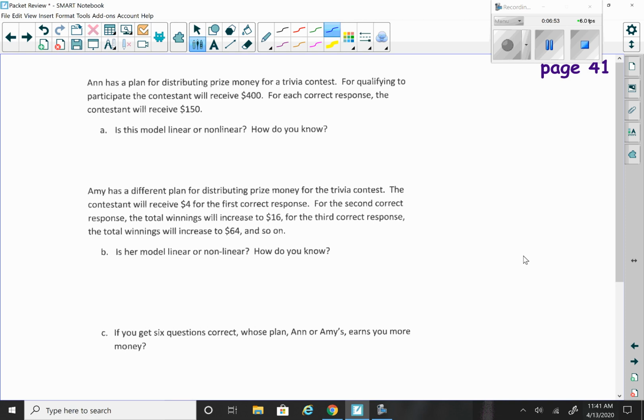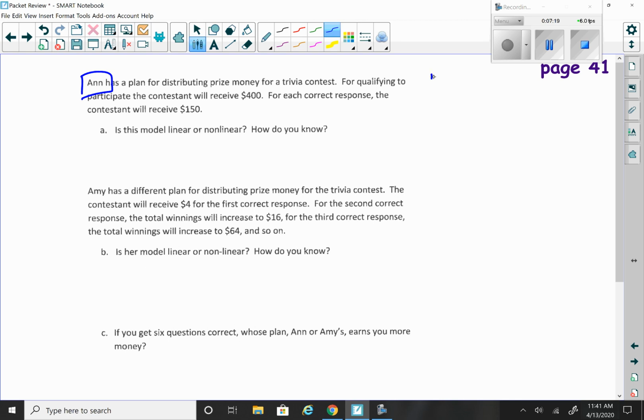So on page 41, different problem. It says here that Anne has a plan for distributing prize money for a trivia contest. For qualifying to participate, the contestant receives $400, and then for each correct response, they'll get $150. Is this linear or nonlinear? Again, this is Anne's plan for distributing money. And maybe let's make a table of values.